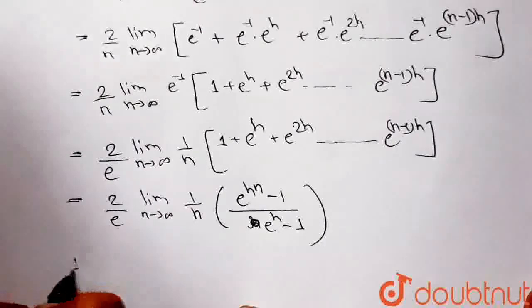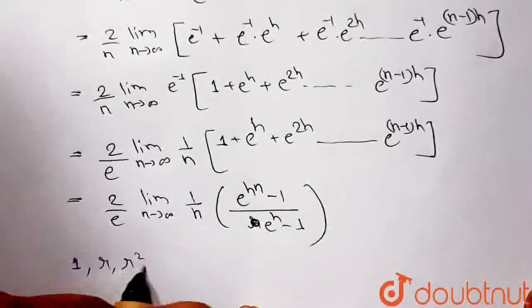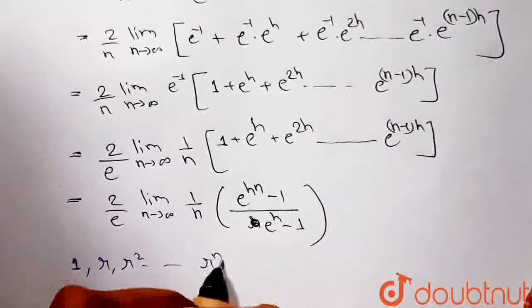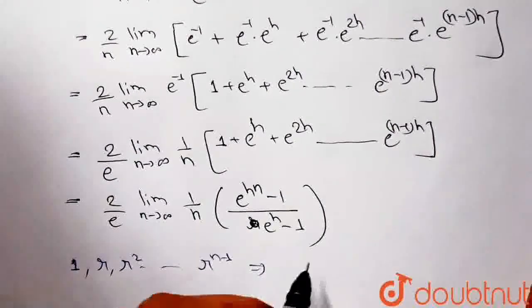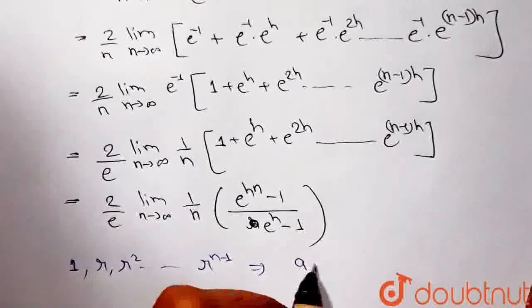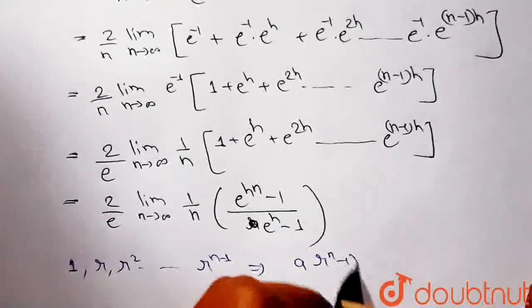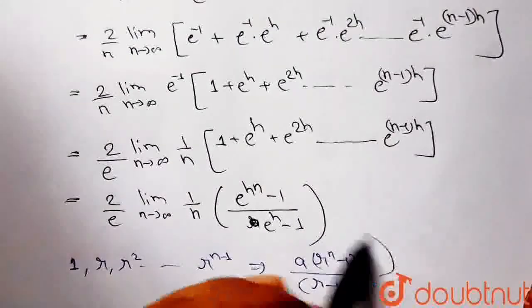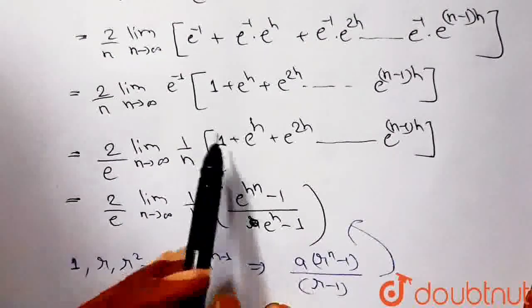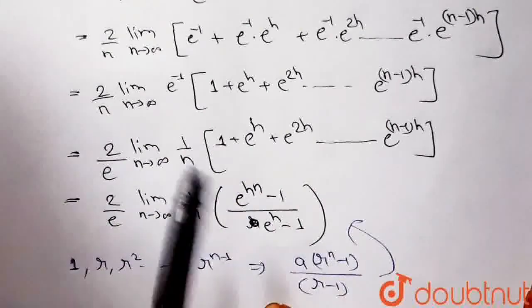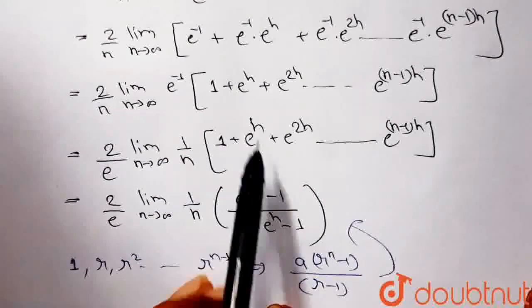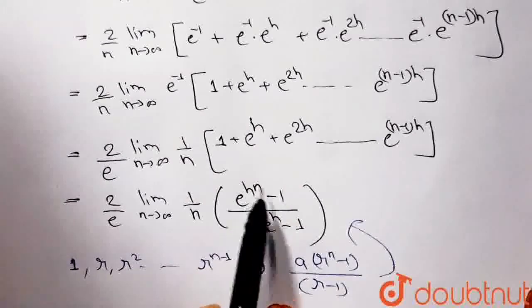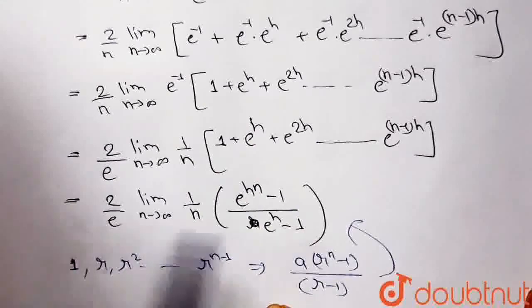Basically, if you have a GP, let's say 1, r, r square up to r to the power n minus 1, then the sum of this GP will be equal to a into r to the power n minus 1 divided by r minus 1. So I have used this thing over here. So a, the first term, is 1, so that will be 1 into r to the power n. The value of r is e to the power h, so that will be e to the power h n minus 1 divided by r minus 1, so it will be e to the power h minus 1.